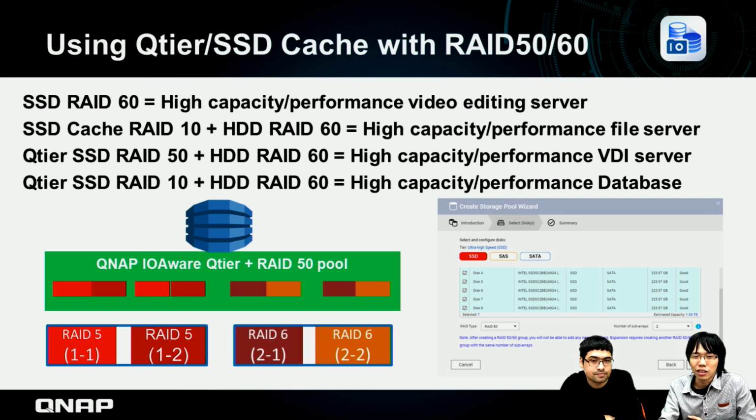And finally, if you want really high performance, for example a database service, you can still consider using Qtier SSD with RAID 10 and HDD RAID 16 to achieve this goal, to have the capacity, performance and, more importantly, protection for all your storage usage. So even though RAID 50 and 60 have their performance penalty, combined with other QNAP technologies we can still make up some of the lost performance, right?